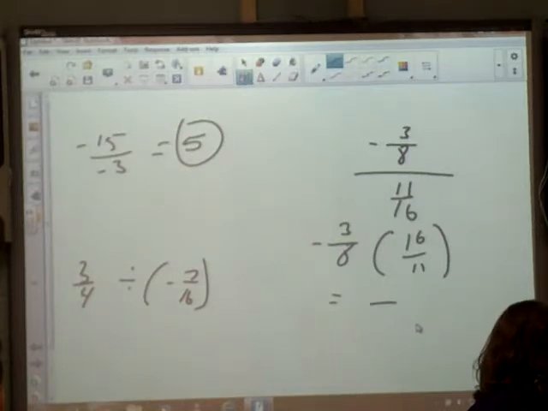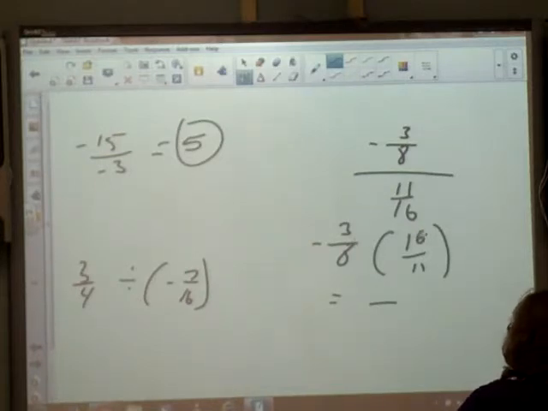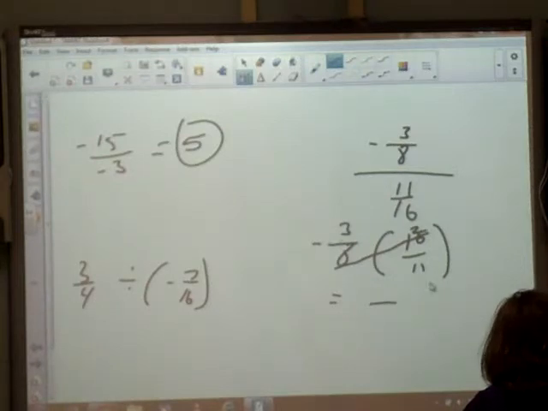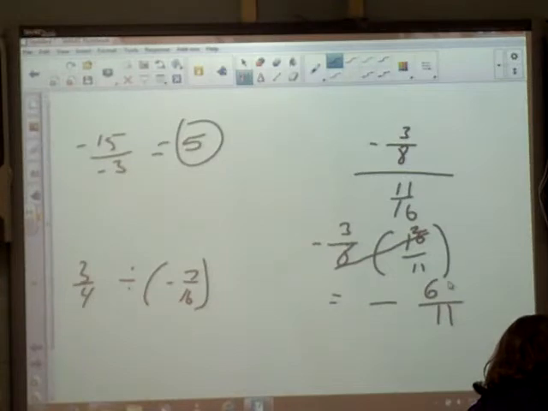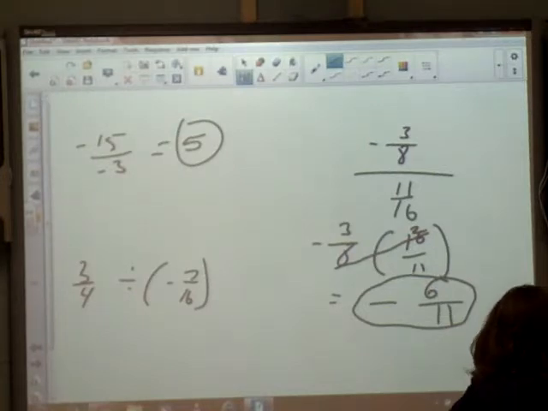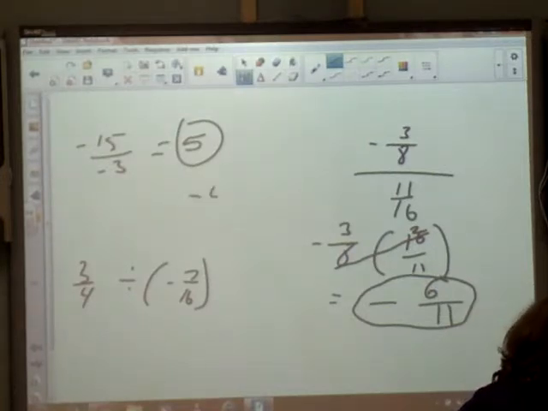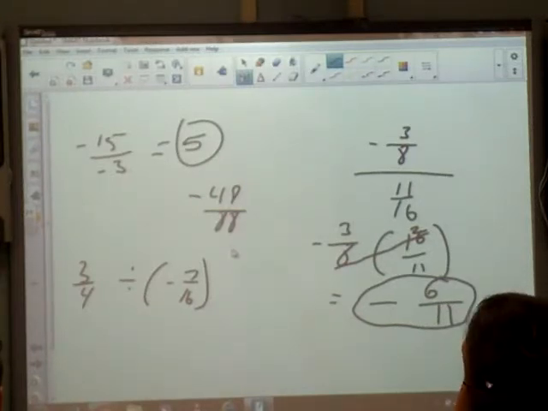Now this one, I know what 3 times 16 is, and I know what 8 times 11 is, so I could do that one first if I wanted to, but I also know 16 over 8 is the same as 2. So that gets me negative 3 times 2 on the bottom, 11 times 1. That doesn't reduce. That's my final answer. If I had done it the other way, it would have been negative 48 over 88. And then I would have divided by 8.